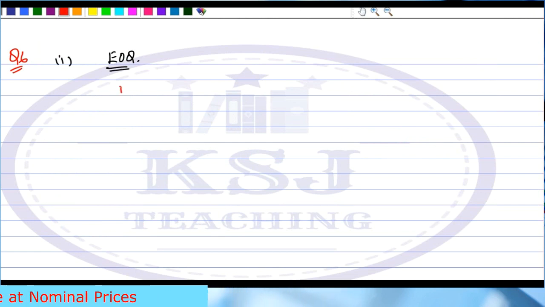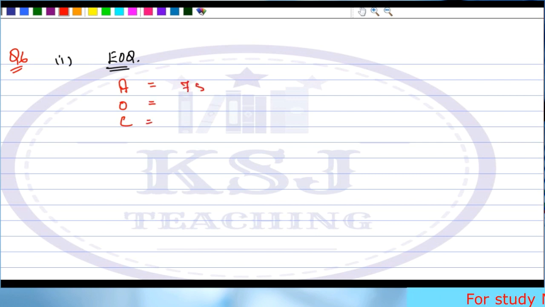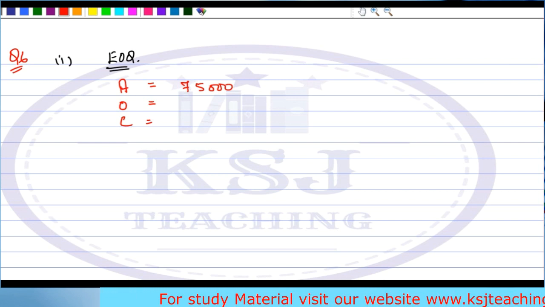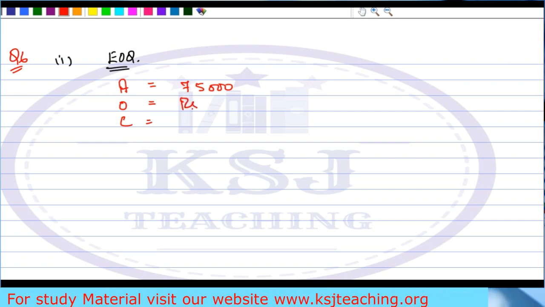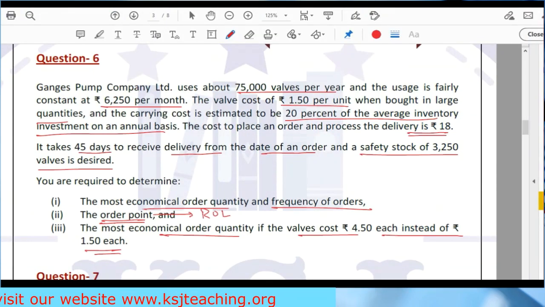So for EOQ, you need A, you need O, and you need C. What is A, sir? A is 75,000 valves. Clearly given, sir. With a monthly 6250 requirement. What is O? O is given as rupees 18. Clear? O is given as rupees 18.